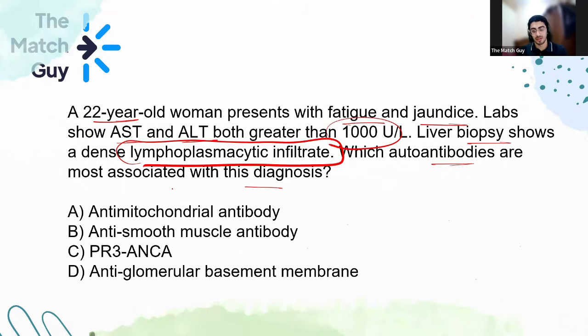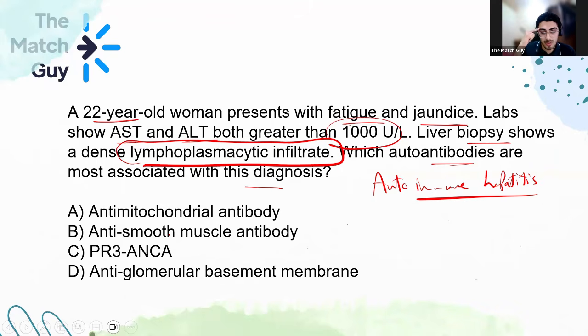Amazing, guys. Excellent work. So this patient is presenting with autoimmune hepatitis. I thought about the autoimmune hepatitis because, first of all, it is one of the causes of high AST and ALT more than 1,000. And also because of the lymphocytic infiltration. We have the T cells attacking the liver, so we will have lymphocytic infiltration.